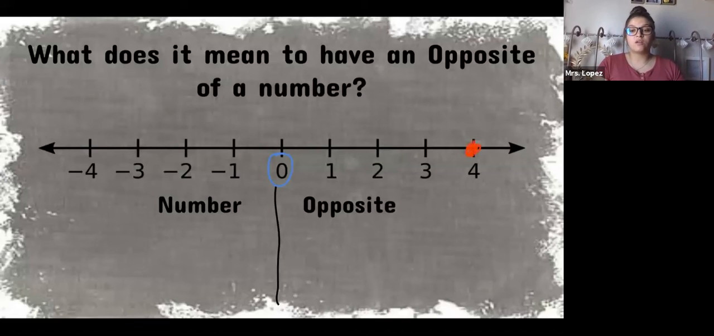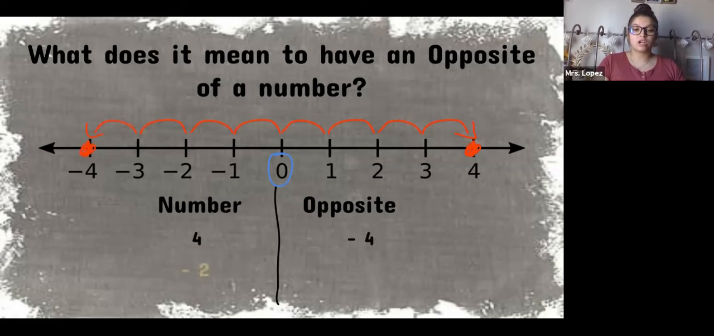Let's say I start out with the number 4. And I want to find the number opposite of 4. So from 0, I go to the right 4. 1, 2, 3, 4. So to find the number opposite, I have to go to the left of the 0 4 times. 1, 2, 3, 4. That gives me -4. So the number opposite of +4 is -4.